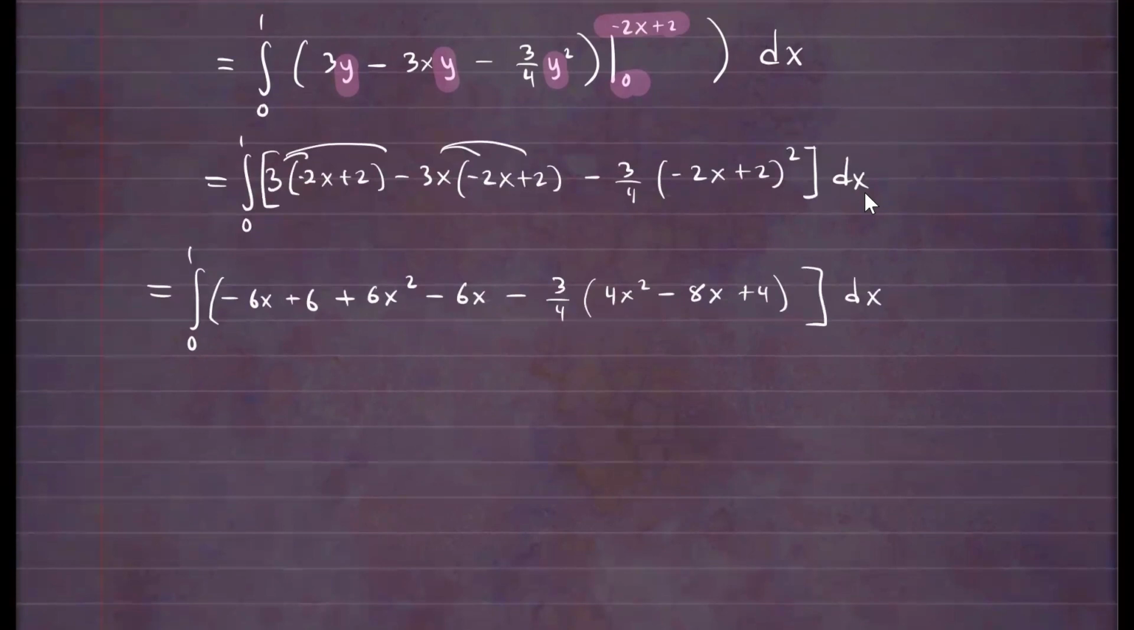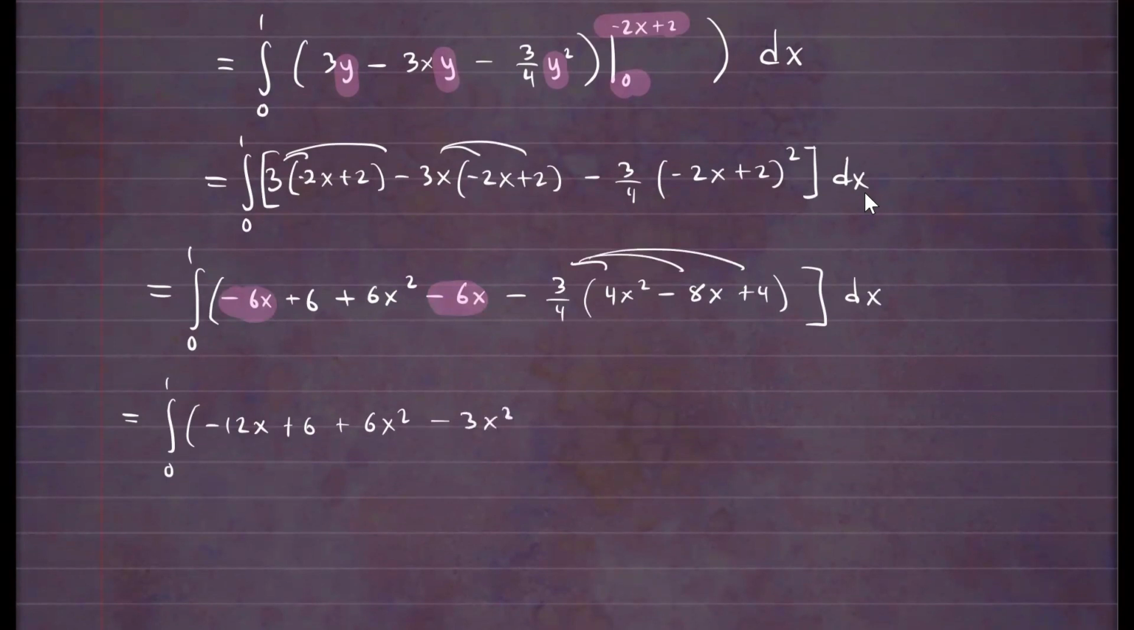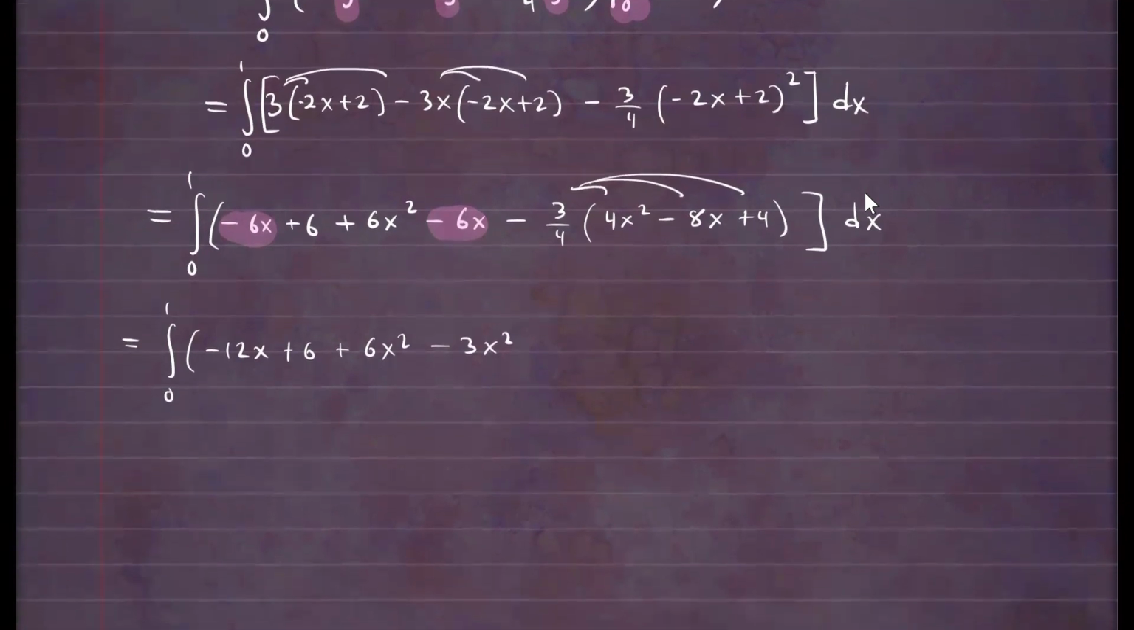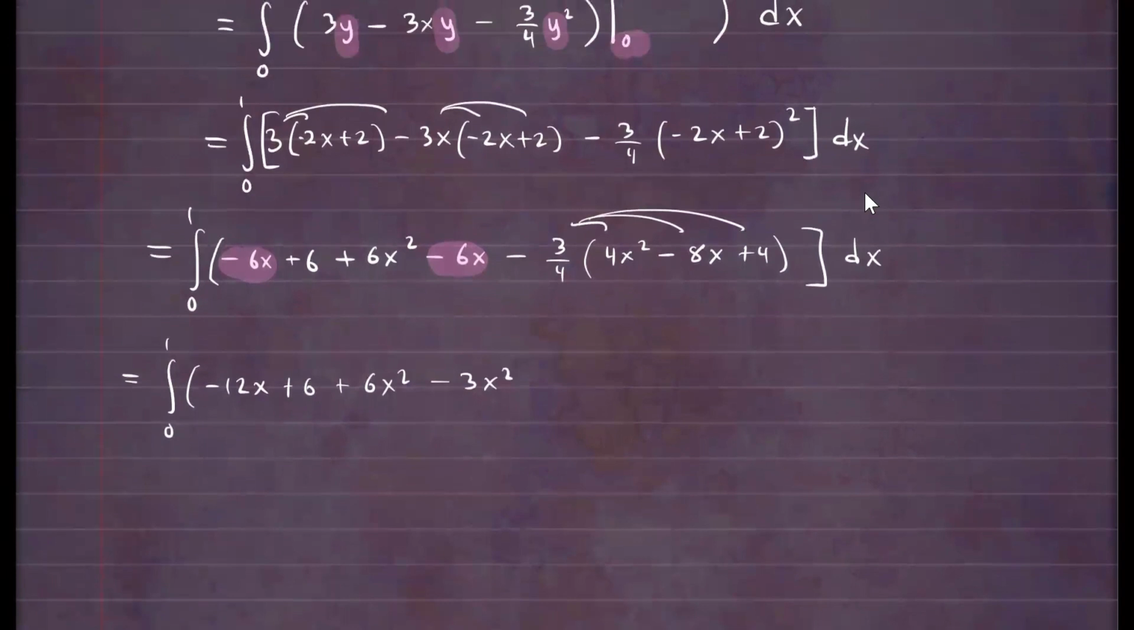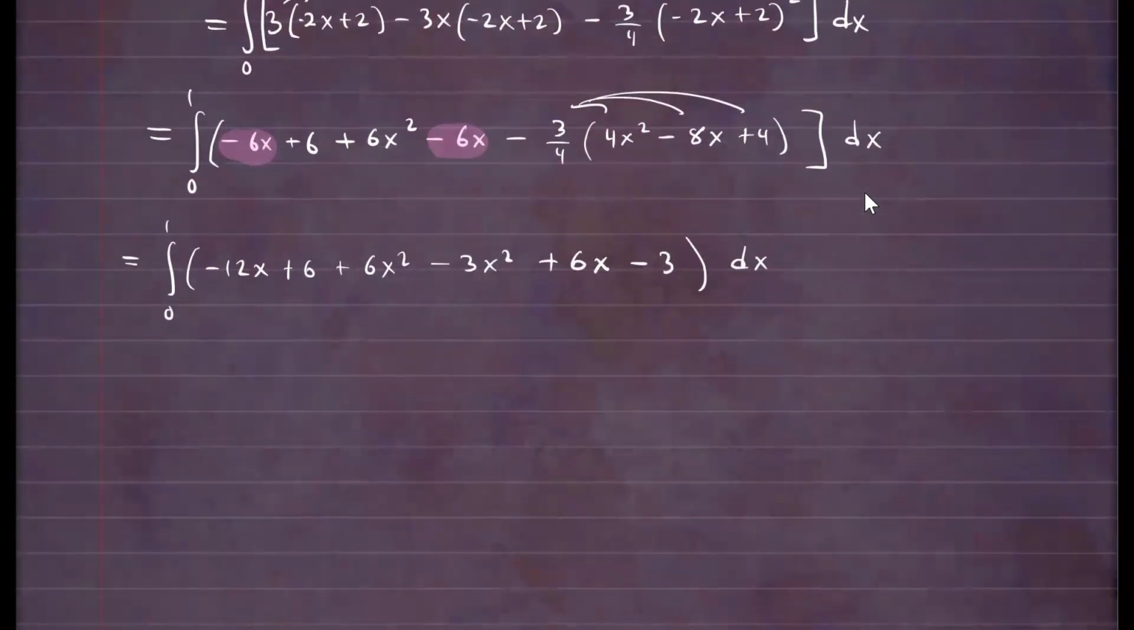Now let's combine some like terms. I guess we can combine these for now. So we have the integral from 0 to 1 of negative 12x plus 6 plus 6x squared. And then here we can distribute this out and simplify. The 4 and 4 will cancel, with the x squared. So that's negative 3x squared. And negative 8 divided by 4 is negative 2, times negative 3, that's positive 6x. And we get negative 3 as you distribute to the 4. All right, dx.